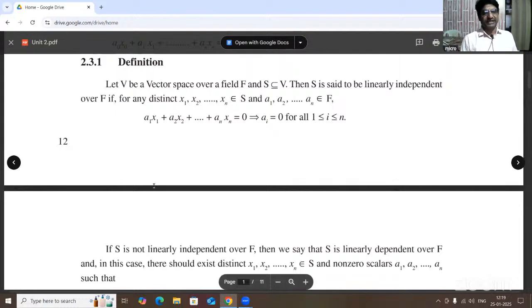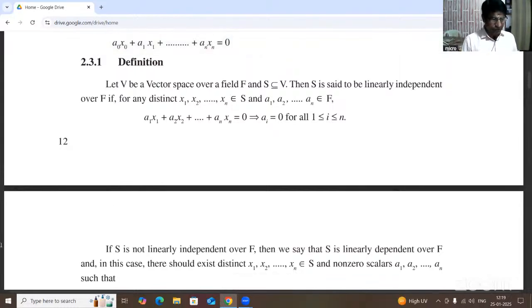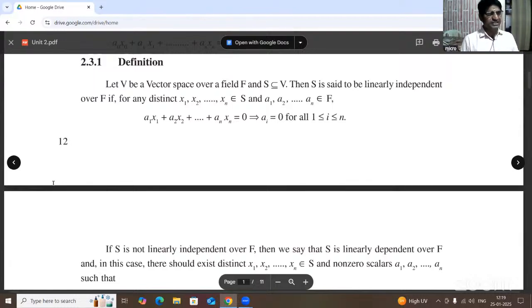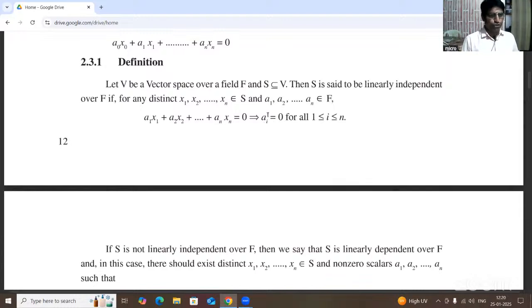When the linear combination a1 x1 plus a2 x2 plus so on an xn equals 0, and each and every scalar is 0, that is called linearly independent; if some scalars are 0 but not all 0, that is called linearly dependent. Linearly independent means the linear combination, written as the summation of ai xi equal to 0, holds only for all ai equal to 0, where i lies between 1 to n: a1 equal to 0, a2 equal to 0 and so on, an equal to 0. But if the scalars are not all 0, that is called linearly dependent.